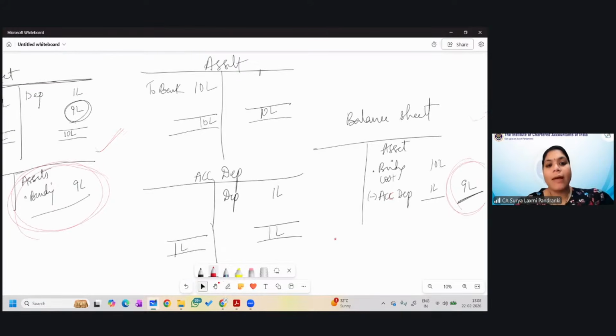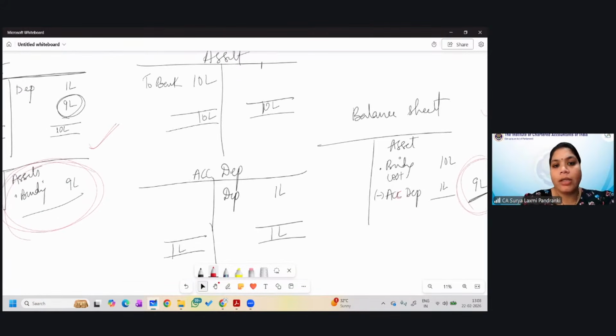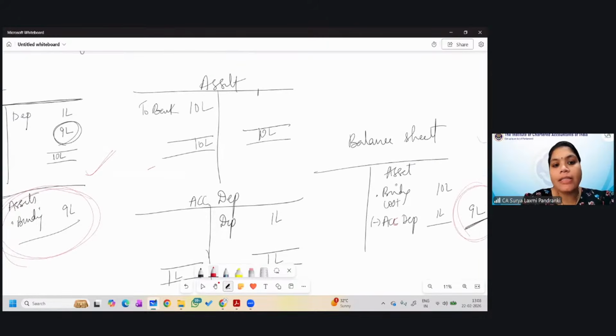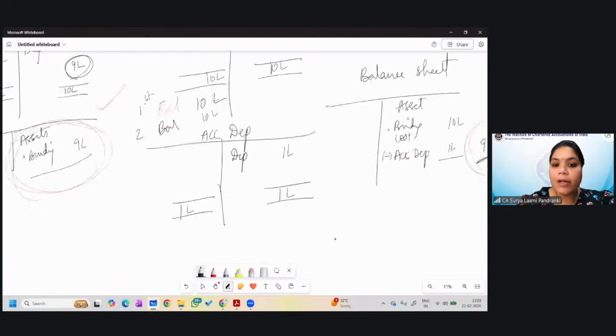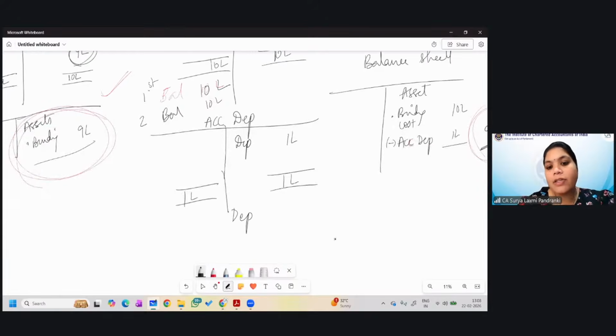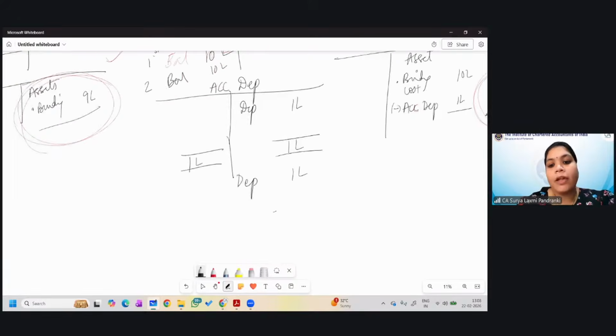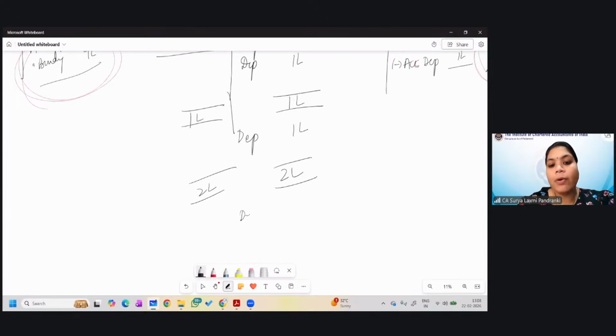In this method, what happens is this building will be continuing. Next year also the balance will be 10 lakhs only. First year, second year also, the balance will be 10 lakhs. But here in accumulated depreciation, what happens? First year it is 1 lakh. Second year depreciation, you must have provided 1 lakh, then your balance is 2 lakhs now. Third year, you again provided depreciation of 1 lakh. Now the balance is 3 lakhs.